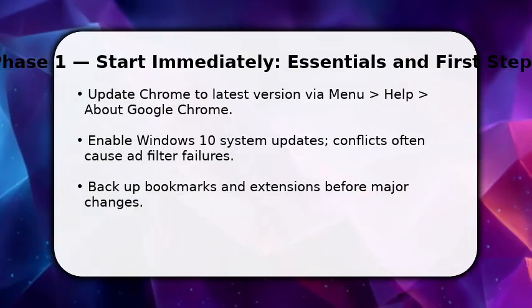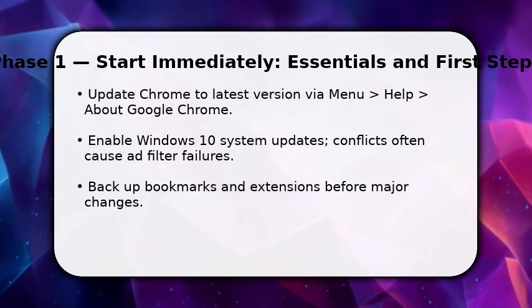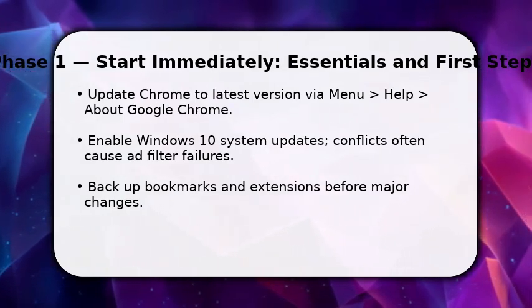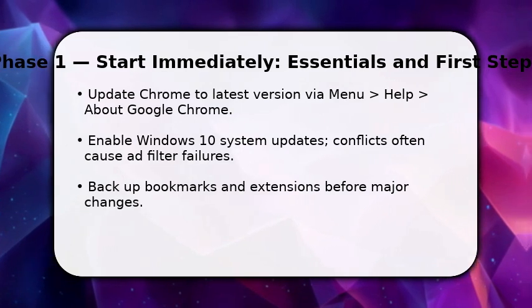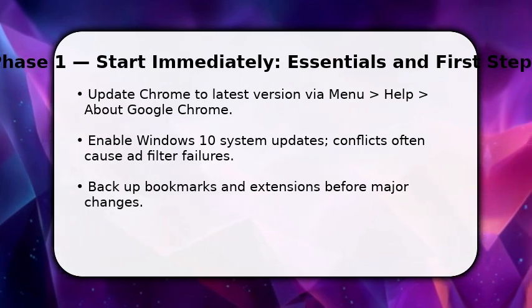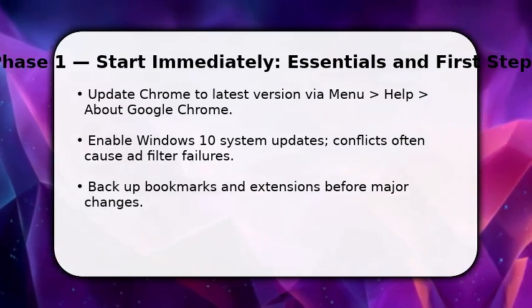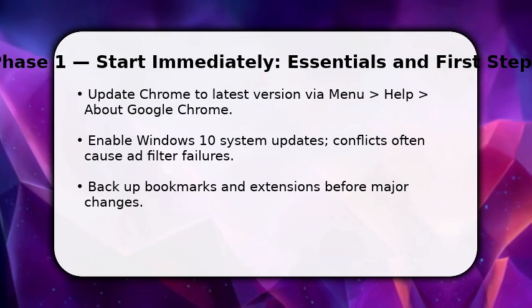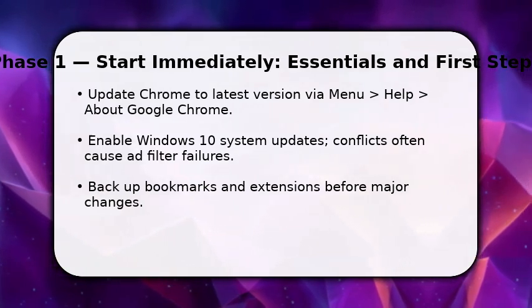You begin by updating and preparing. Open Chrome, go to Menu, Help, About Google Chrome, and install updates. Once done, make sure Windows 10 is current because outdated system components can break filters. Next, back up bookmarks and note installed extensions so you can restore if needed.